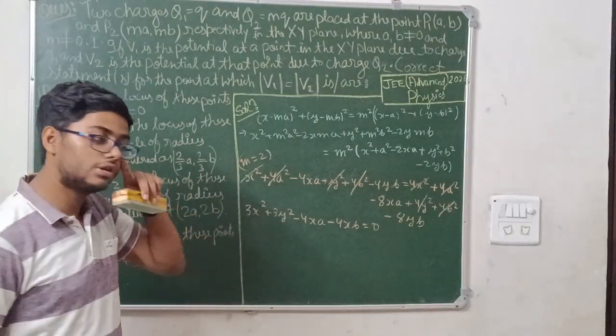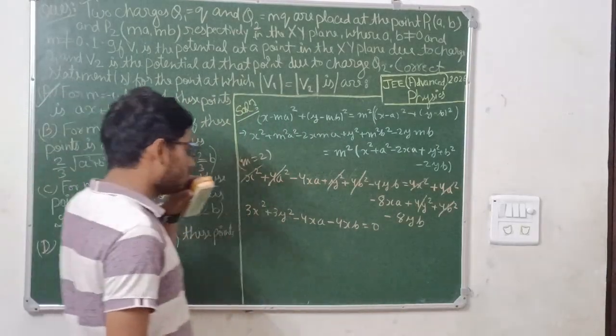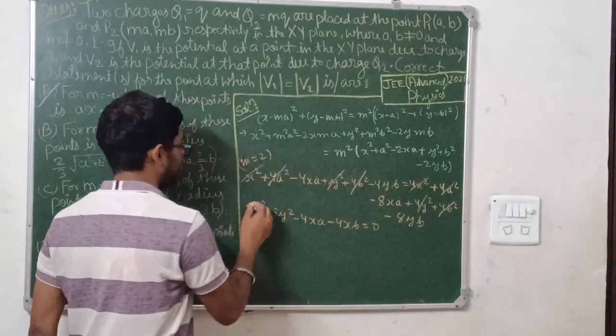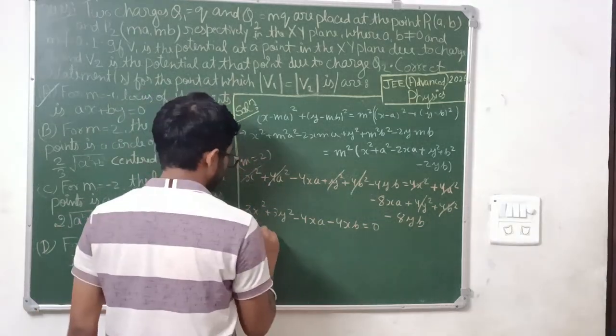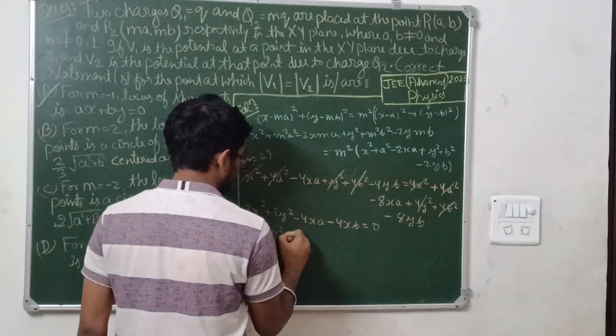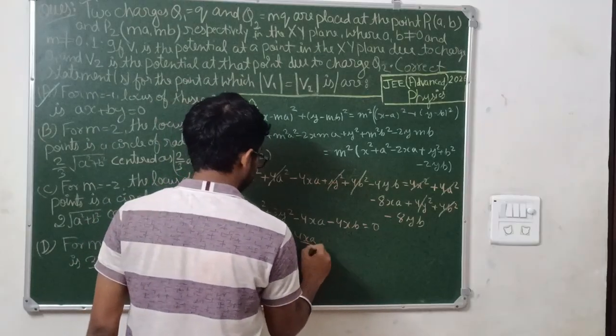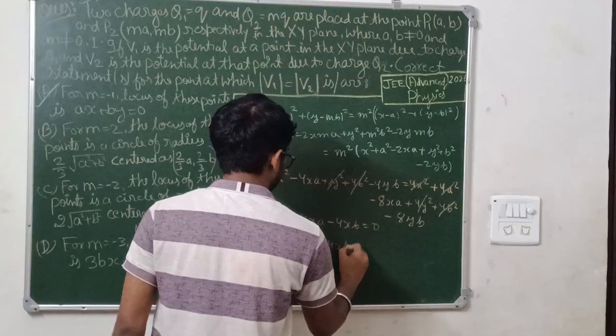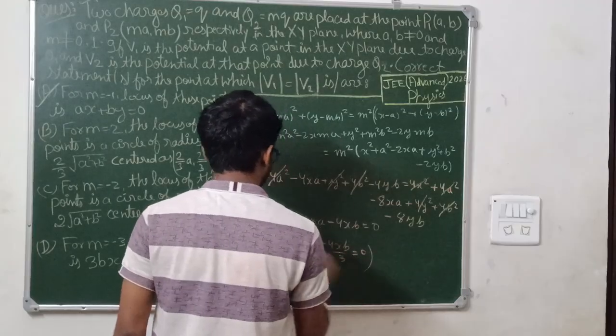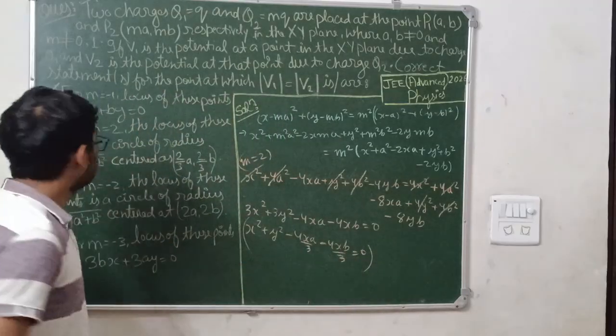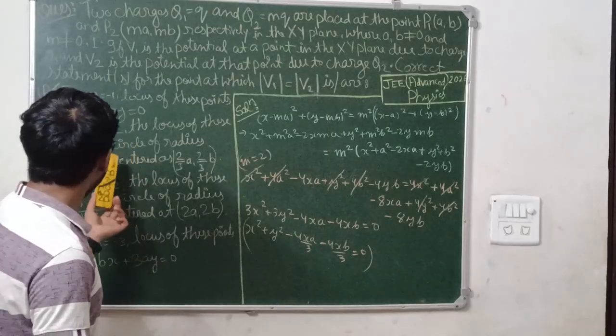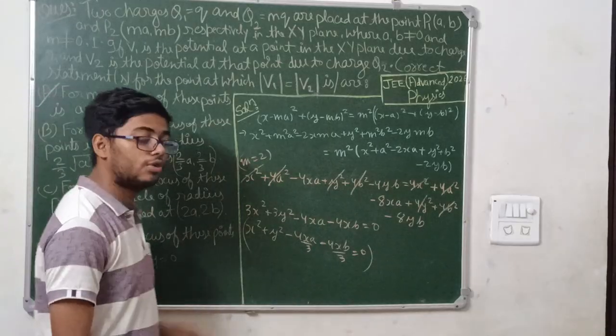Now if this equation is a circle equation, the leading coefficient should always be 1. But here the leading coefficient is 3. So taking 3 common from the whole equation, x square plus y square minus 4xa by 3 minus 4xb by 3 equal to 0. This is the final circle equation. Comparing, it is saying it has radius of 2 by 3 under root a square plus b square.